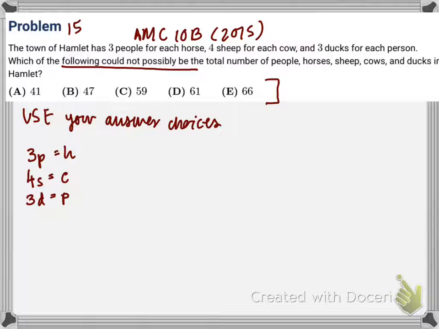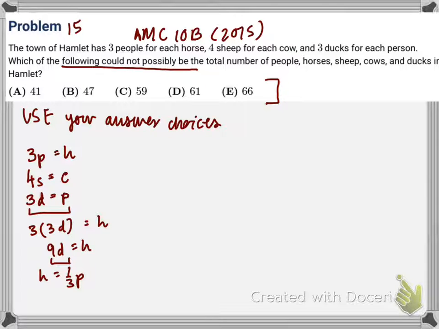Okay, so if there's 3 ducks per person and 3 people per horse, I can substitute P equals 3D, and I'll say there's 3 times 3D per horse. That's 9 ducks per horse. So it's going to be easier to maybe write things in terms of ducks because it's more widely applicable. Otherwise, I would say something like a horse is 1/3 of a person, and that's just weird. We don't want to get into fractions here.